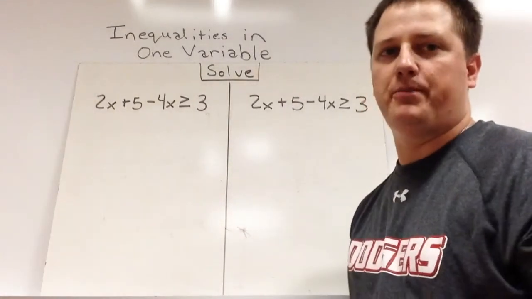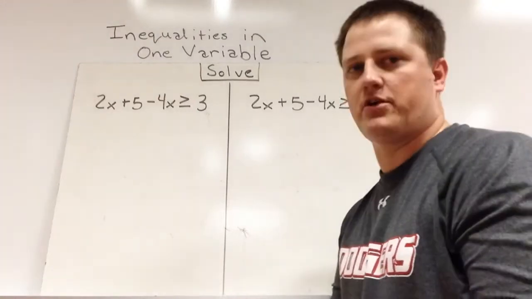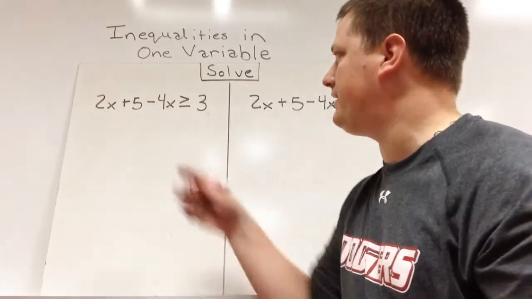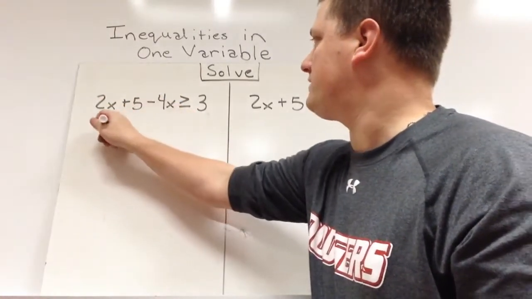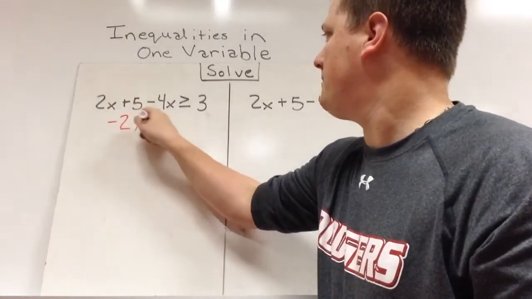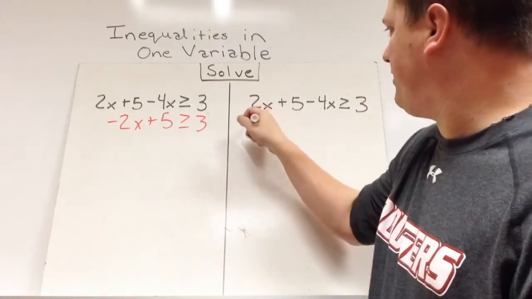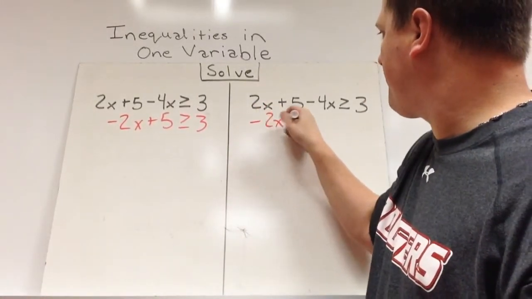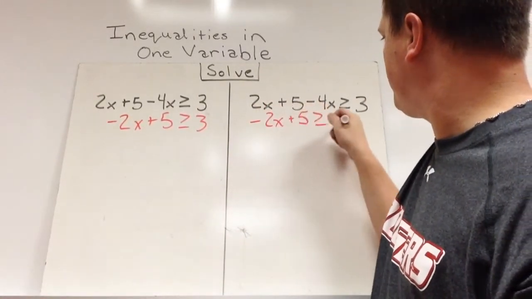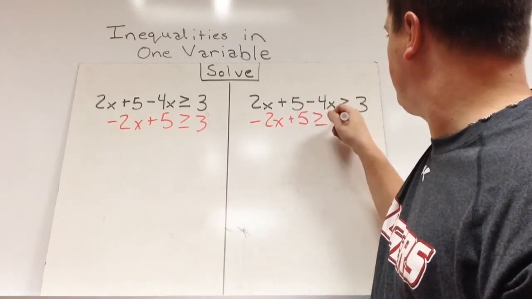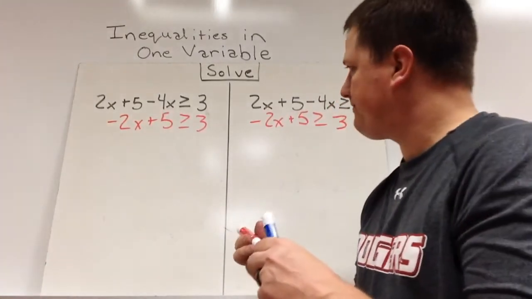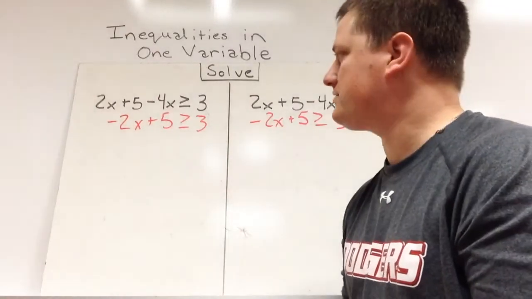Now in this one we have multiple variables, so we need to combine like terms before we do our box or balance method. So 2x and negative 4x are going to give us negative 2x plus 5 is greater than or equal to 3. So I'm going to write that for both of these. Okay, so I'm going to do the box method for this one.